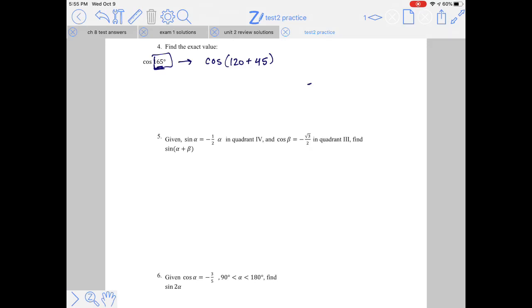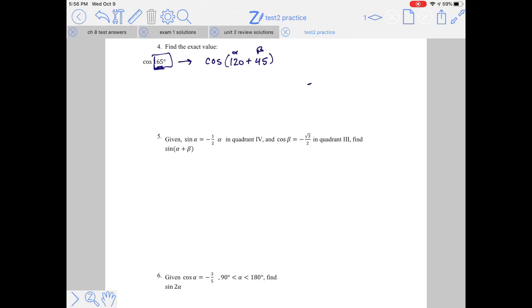Now go to your reference sheet on the back and look at the sum or difference identities for cosine. And just imagine that one of these is alpha and the other one is beta. So, you know how you have a plus or minus thing? So, if it's plus, that means the... Oh, I'm glad I meant to bring that up.